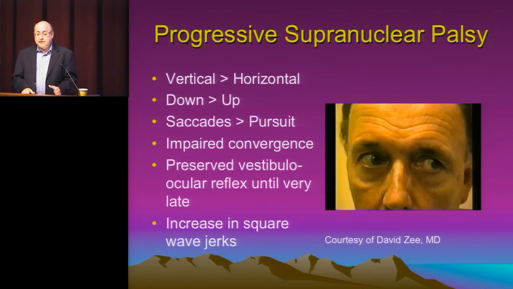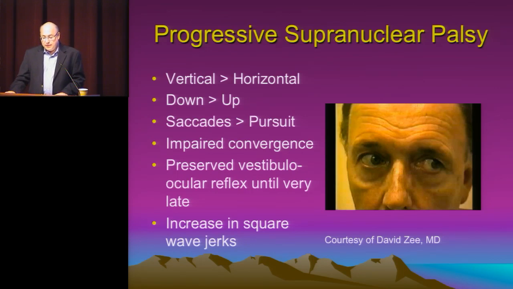So the defect is more vertical than horizontal. It's more down than up. It's more saccades than pursuit. There's impaired convergence. And the VOR, the vestibulo-ocular reflex, is preserved until very late. They also have a lot of square wave jerks, these saccades that they can't suppress.